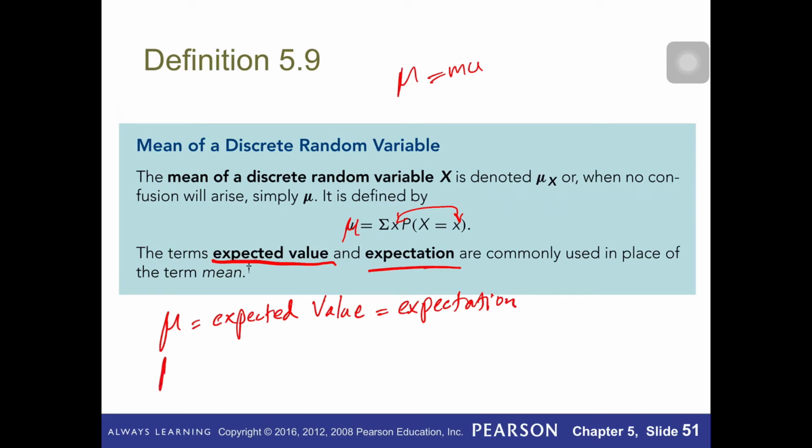So mu, if I extend this, is the summation of x times probability of X equals x. This means, let's say, x1 times probability of X equals x1, plus x2 times probability of X equals x2, plus so on. These x1, x2, x3 are values like number of siblings: x1 equals 0, x2 equals 1, something like that.